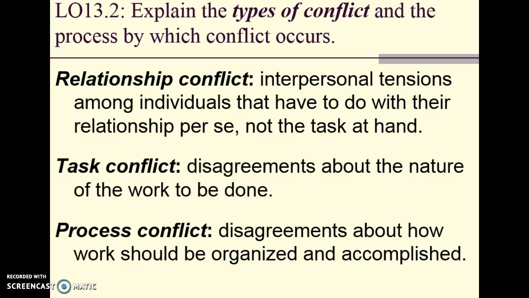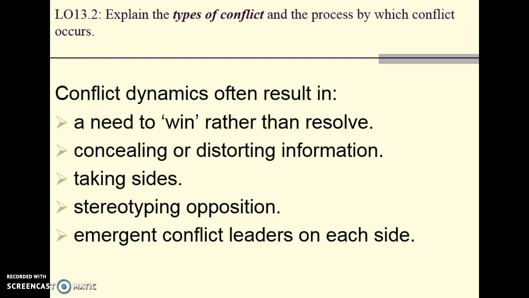Relationship conflict: interpersonal tensions among individuals that have to do with their relationship per se, not the task at hand. Task conflict: disagreements about the nature of the work to be done. Process conflict is the third type of conflict and is the disagreement about how work should be organized and accomplished.